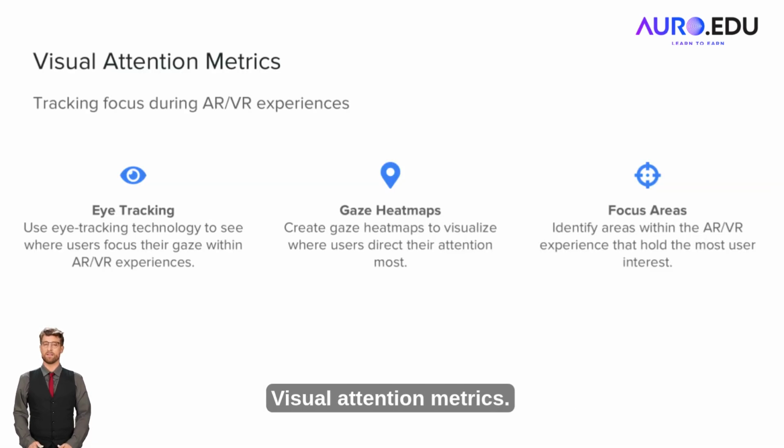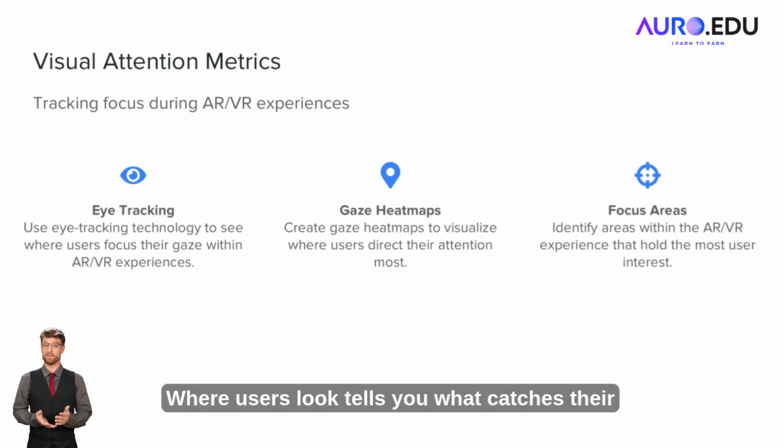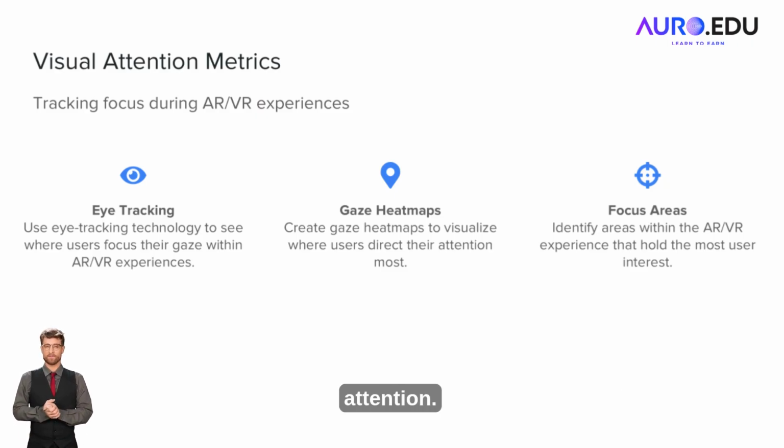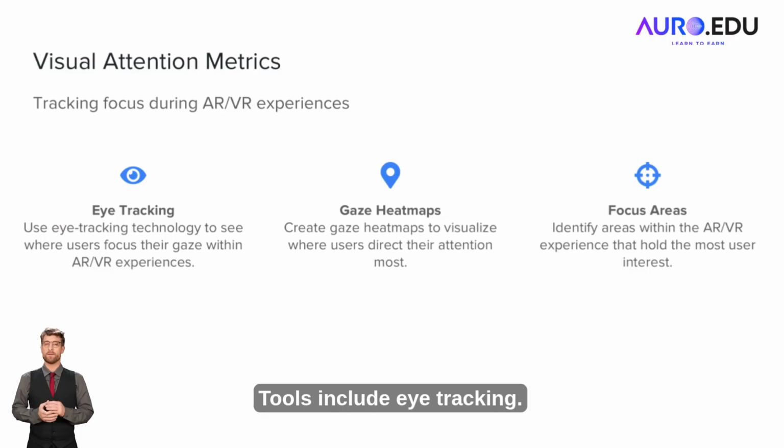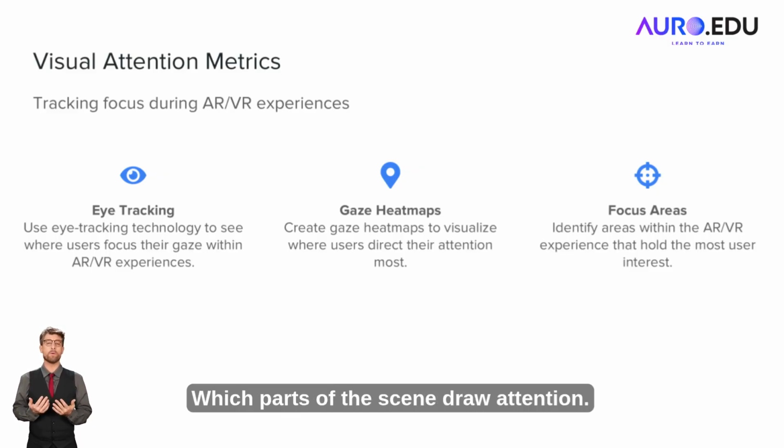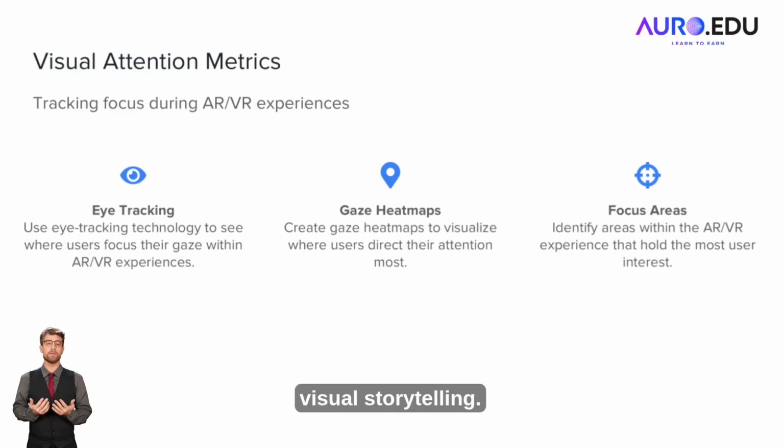Visual attention metrics. Where users look tells you what catches their attention. Tools include eye tracking, using sensors to detect gaze; gaze heat maps, visual maps of attention zones; and focus areas, which parts of the scene draw attention. This helps optimize content layout and visual storytelling.